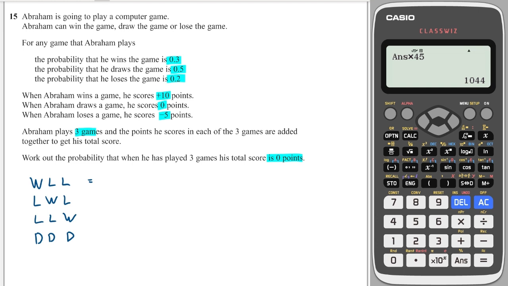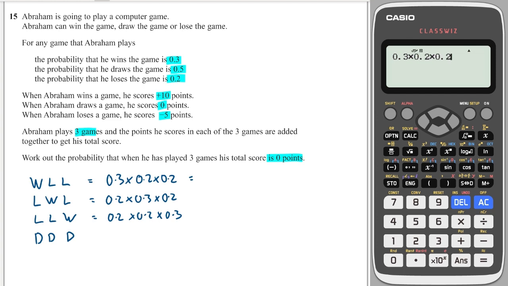So how do we work out these probabilities? Well, it's like a tree diagram. We need to multiply along in order to get our outcome for each one. So a win followed by a loss is 0.2 times 0.2, and we can write it out like this. And in fact, these are going to be exactly the same value, so we only need to do it once, because we're going to get 0.3 times 0.2 times 0.2, and that's going to be the same as all the other three, which is going to be 0.012.